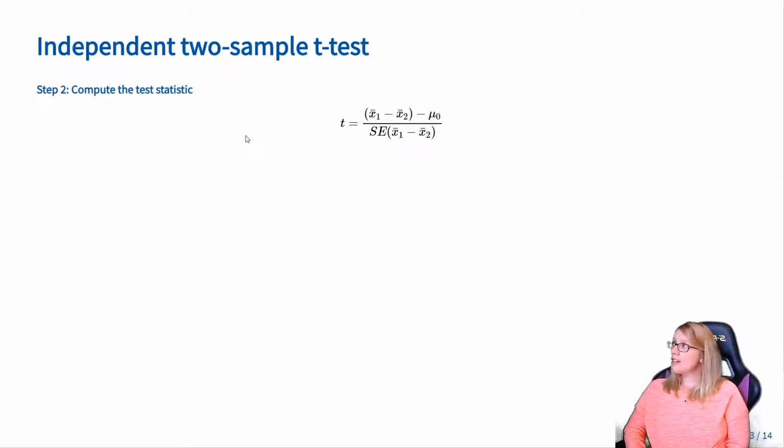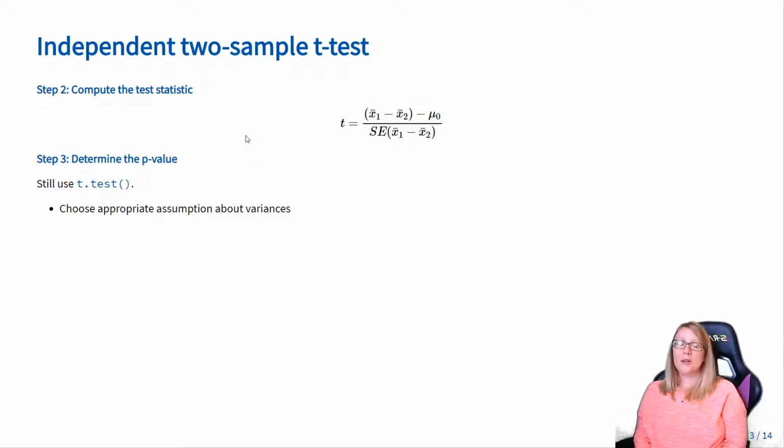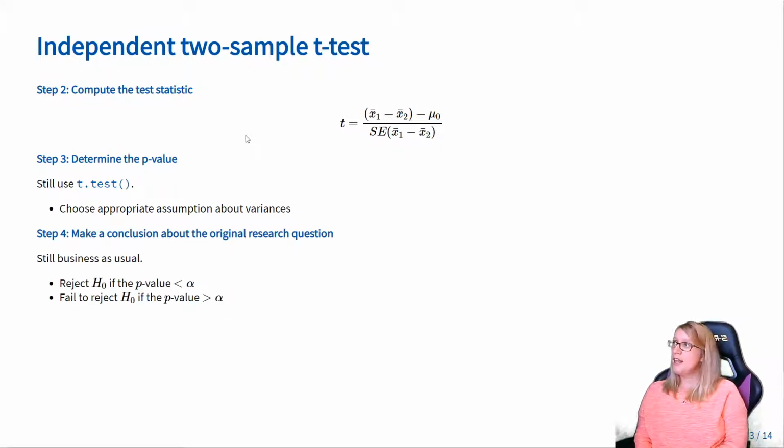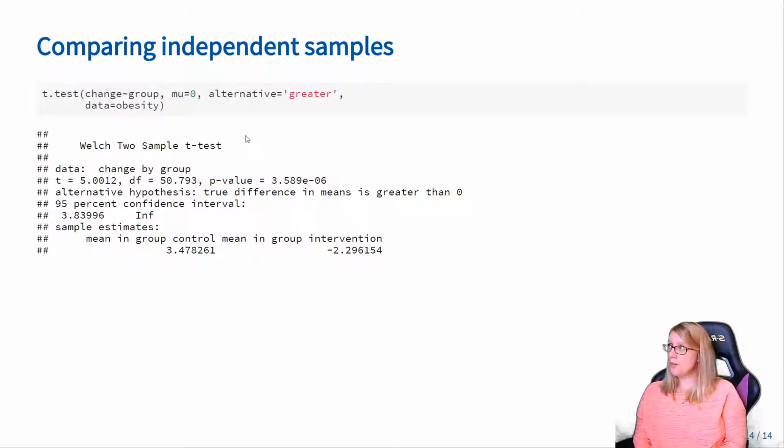We'll calculate our test statistic by taking the difference in the sample means minus mu 0, usually 0, divided by whichever standard deviation we choose to use. We'll determine the p-value, again using t.test here, with the appropriate assumption about the variances. And then our conclusion step is pretty much business as usual.